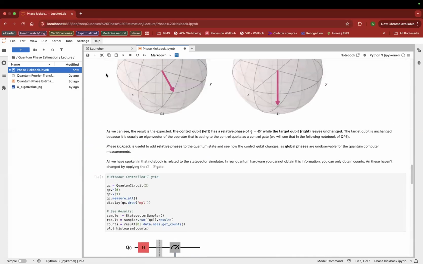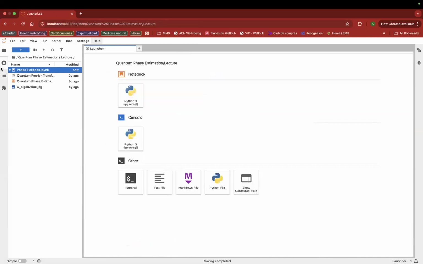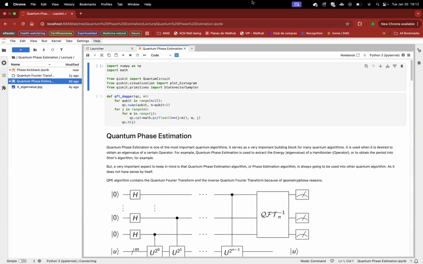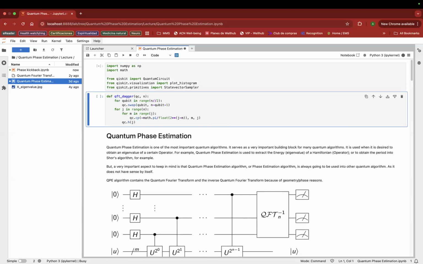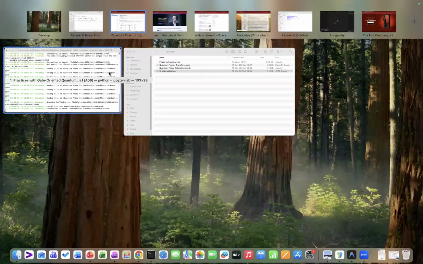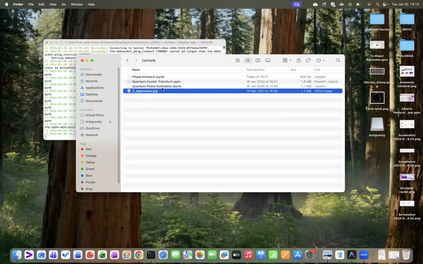Questions? No? Cool. Then now we go to quantum phase estimation. This is the other Jupyter notebook I have. Do you want to do a break now of 5-10 minutes or should we continue? Up to you. No question? Should I continue then? Yes, sure. Cool. For me, we can continue.